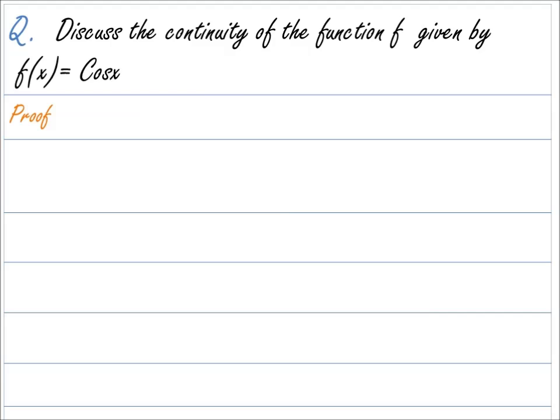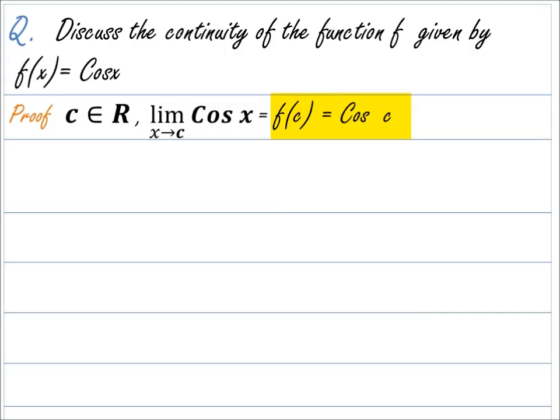Now let's check the continuity of this function f of x equal to cos x for any real number. Now suppose c is a real number. So now we have to find the limit of the function. Now this function will be continuous for any real number c if the limit of the function at the point c is equal to the value of the function at the point c. Now the value of the function at the point c is equal to cos c. And now let's find out the limit of the function at the point c.